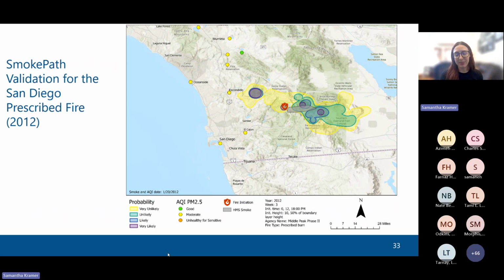A lot of times it's missed by HMS smoke, and HMS smoke is only calculated once per day. And in this specific case, looking at only 2012 versus the full time range was actually a better representation. The reason is that it was a major La Nina year.